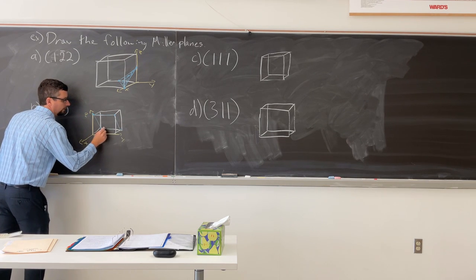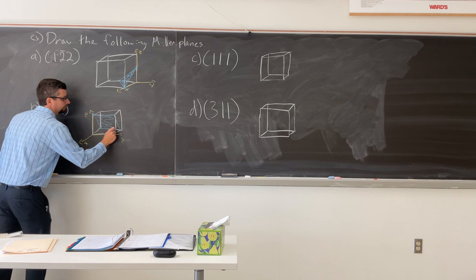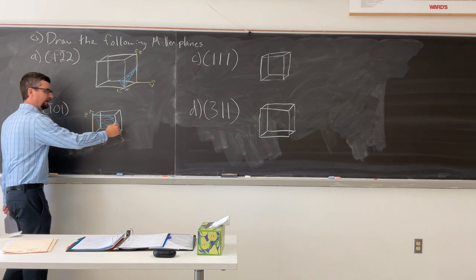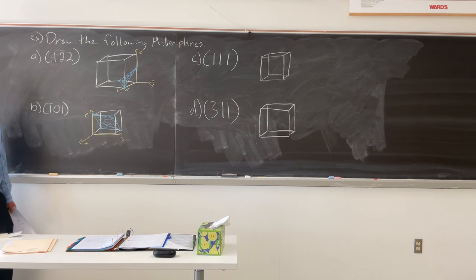Oh, and this time we're drawing up an actual plane. This plane is cutting the unit cell in half, basically. That's so cool. So it's coming out towards us. Do people see that one?